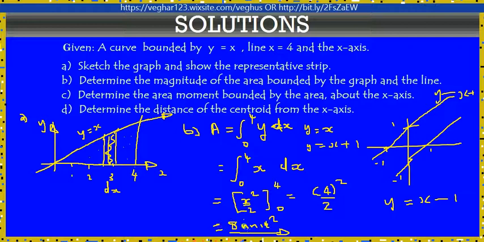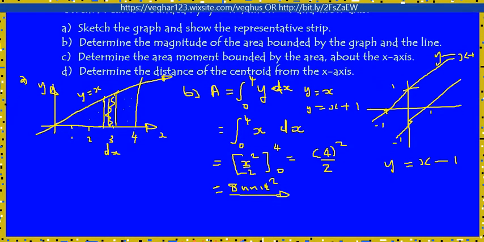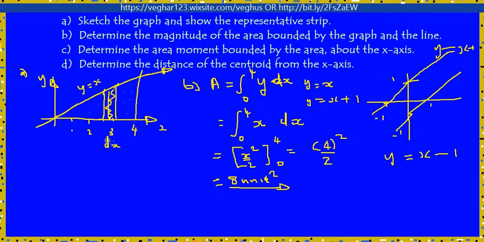So the area is 8 units squared, since area is measured in square units. Let's check number C: determine the area moment bounded by the area about the x-axis. So area moment, let me continue with this one.